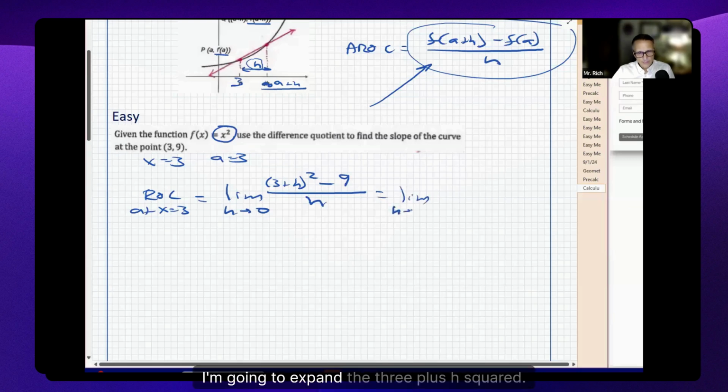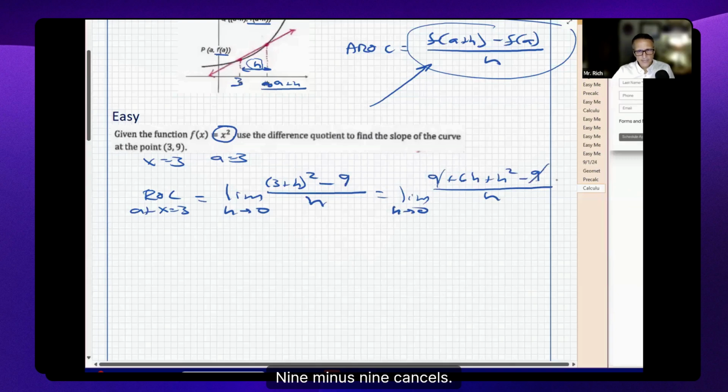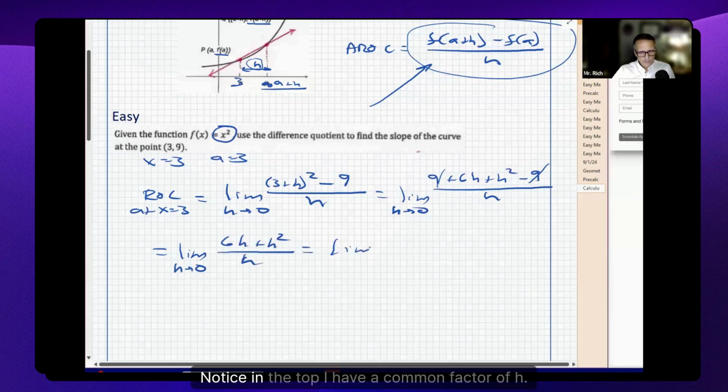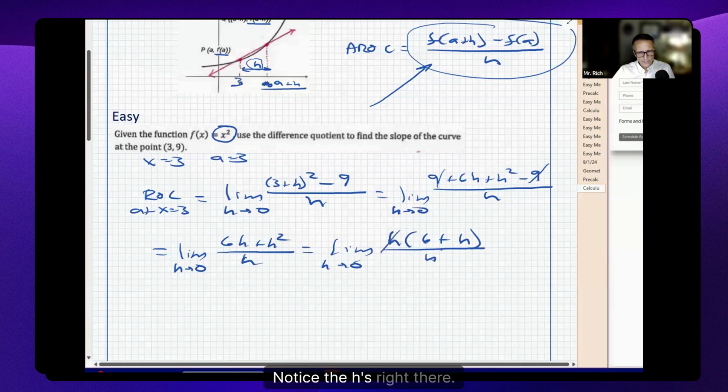I'm going to expand the 3 plus h squared. That's going to be 9 plus 6h plus h squared minus 9 over h. 9 minus 9 cancels. We're getting closer now. The limit as h goes to 0 of 6h plus h squared all over h. Notice in the top, I have a common factor of h. This becomes h times 6 plus h over h. Notice the h's right there cancel. Now through direct substitution, I get an answer of 6. I got an exact value of 6 right there.